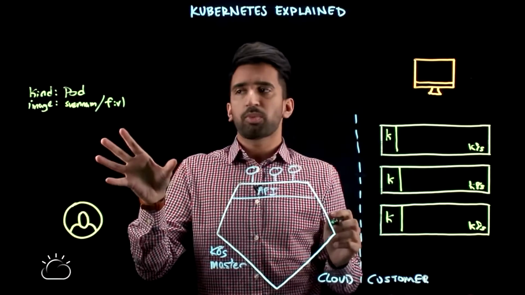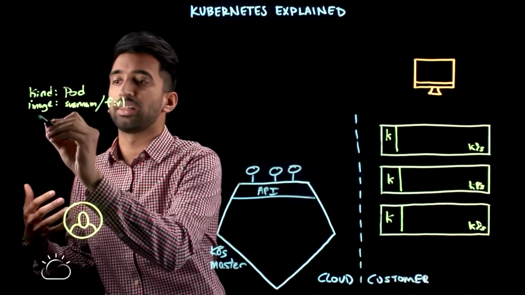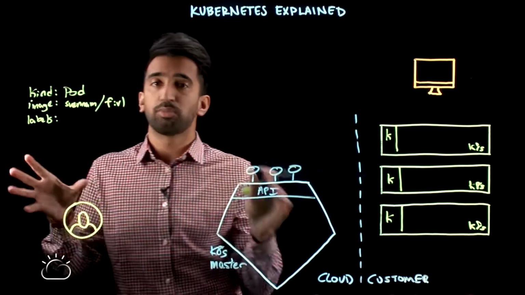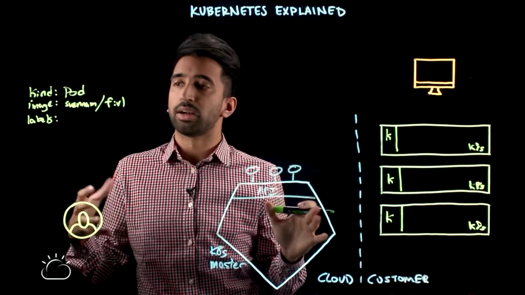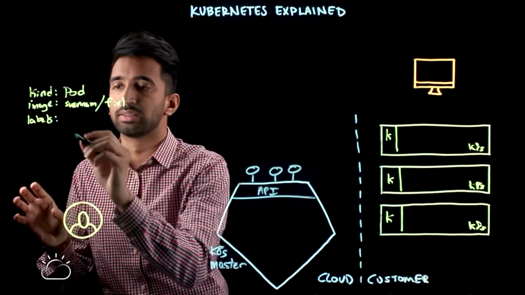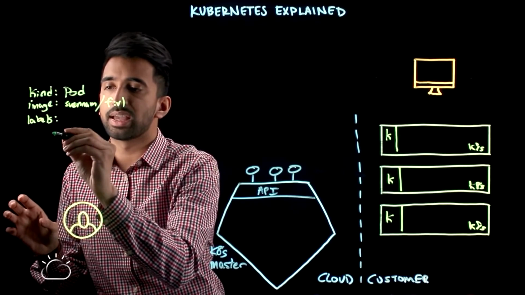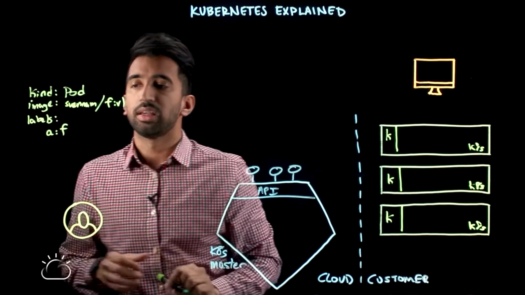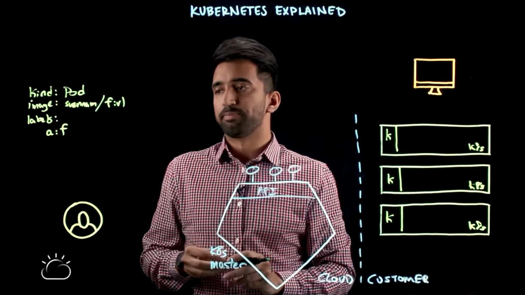And one more thing that we want to add here, let's just say we've got labels. So labels are very important, and we'll talk about why in a second here, but they allow us to define exactly what the type of artifact we've got here is. So for the labels, we'll just say the app is F for front end.